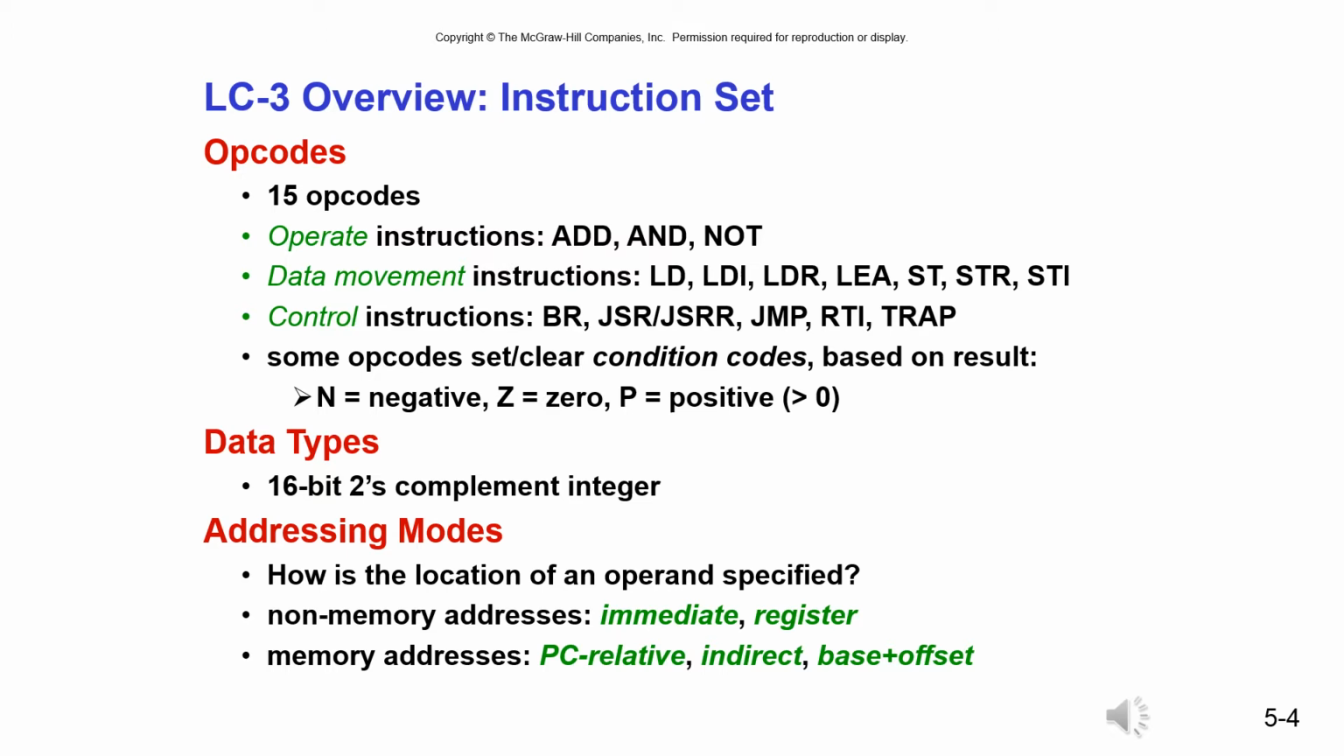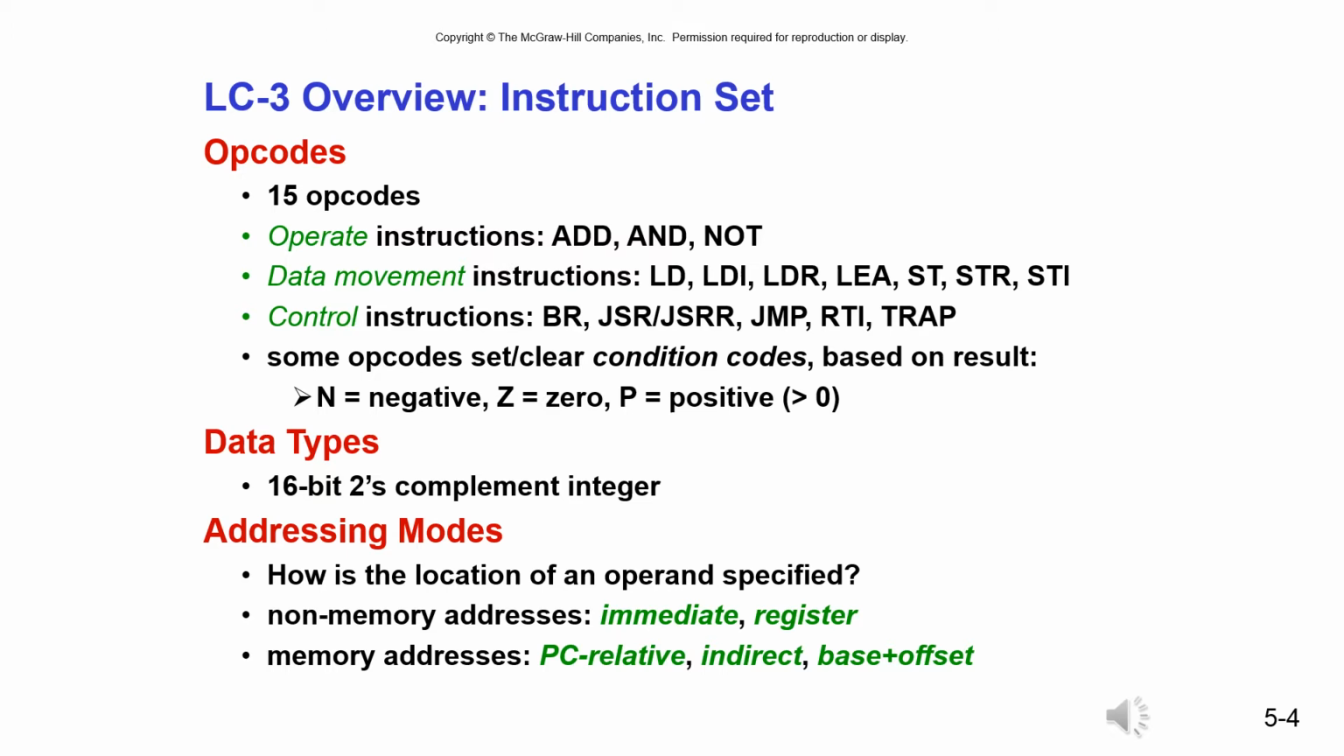And just hold that thought, because when we see the instruction set in a few minutes, you'll see a plus next to some of the instructions, and those are the ones that set the condition code. The condition code is one of 3 values: N negative, Z 0, or P positive, and that's based upon the sign, negative, 0, or positive, of the last value written to a register. Data types, 16-bit, 2's complement integers.